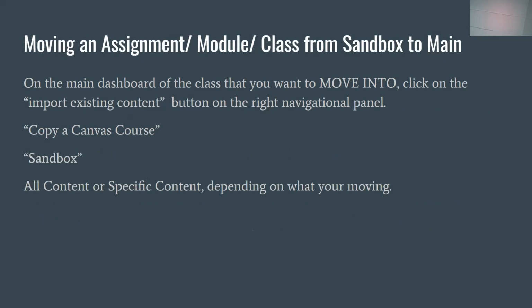Moving an assignment, module, or class from Sandbox to main. On the main dashboard of the class you want to move into, so not in your Sandbox, you're in your actual main class, you're going to click on the Import Existing Content button on the right navigational panel, copy a Canvas class, click on your Sandbox, and then you can either pick all content or specific content, depending on what you're moving. Sometimes you're moving the entire class over when you're first setting it up.